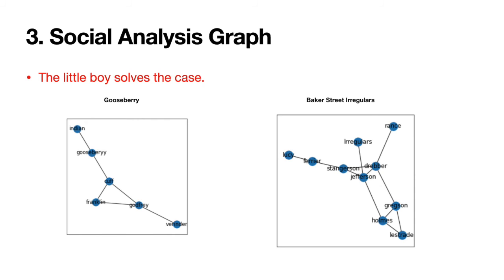It is important that children play an important role in solving problems in each novel. In Moonstone, Gooseberry, and in Sherlock Holmes, the Baker Street Irregulars appear to solve the case.